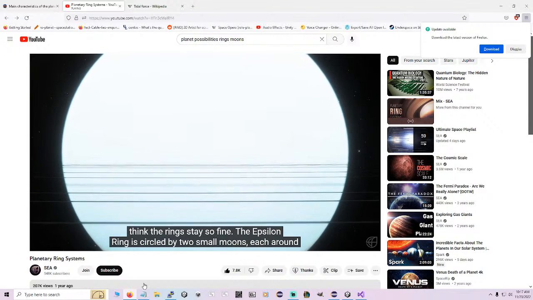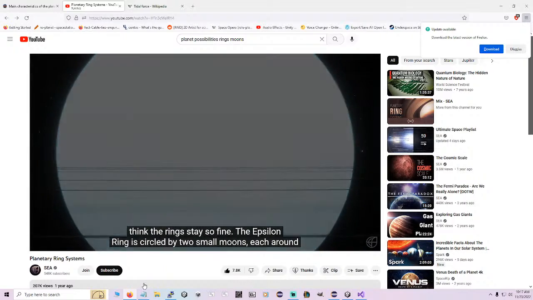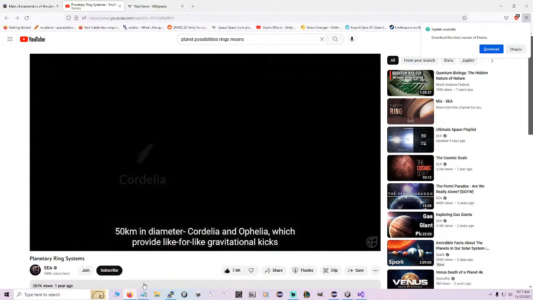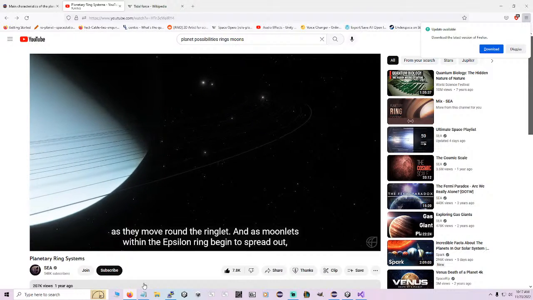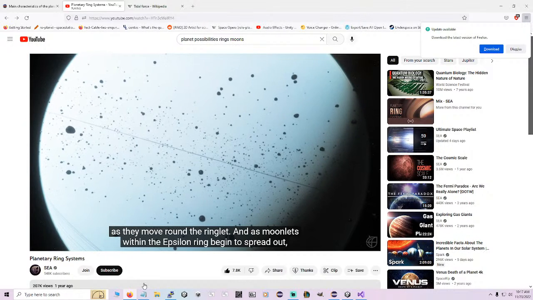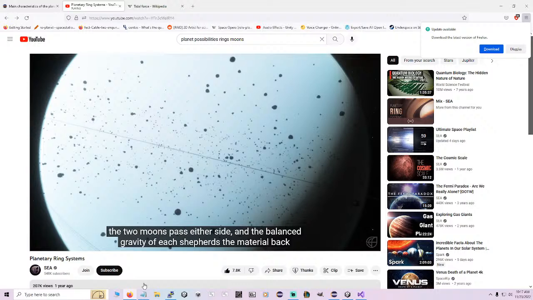The epsilon ring is circled by two small moons, each around 50 kilometers in diameter, Cordelia and Ophelia. These moons provide gravitational kicks as they move round the ring host, one on either side, and the balance of gravity of each pushes the ring material back into place.